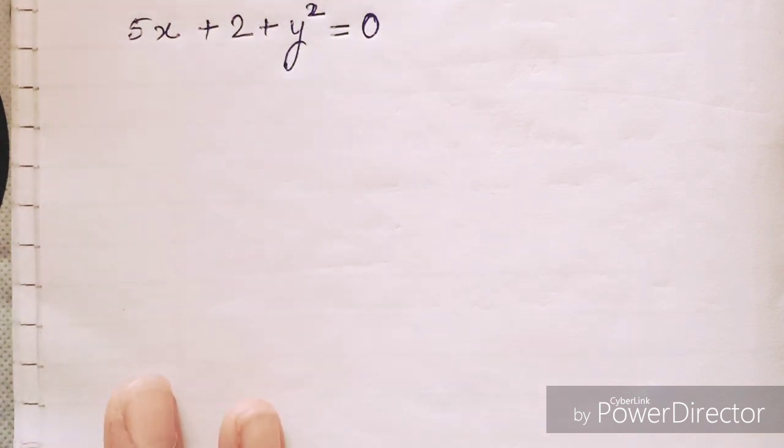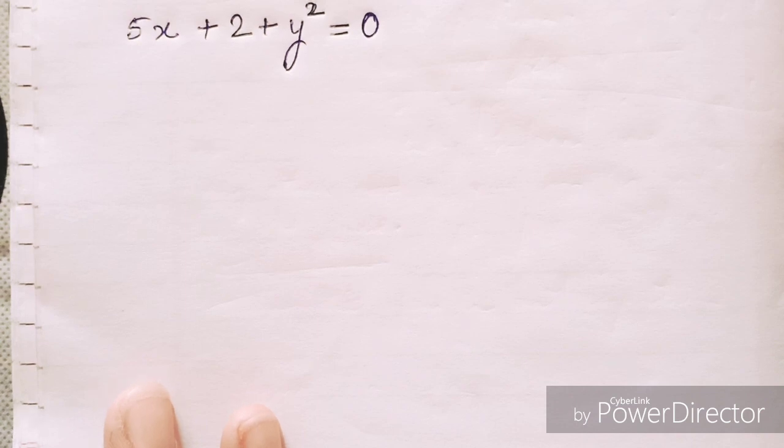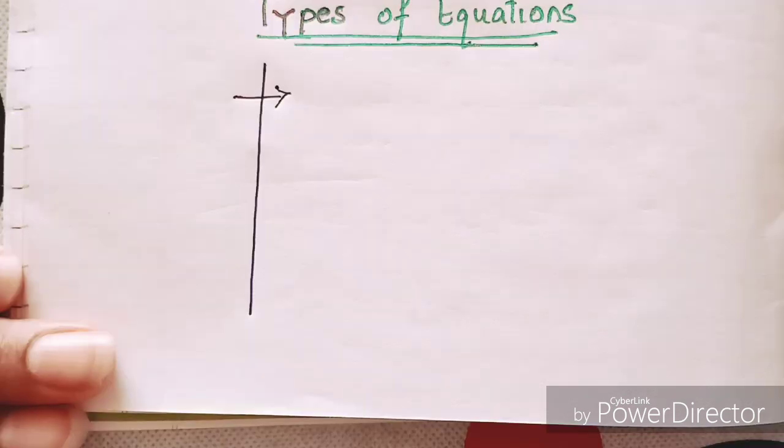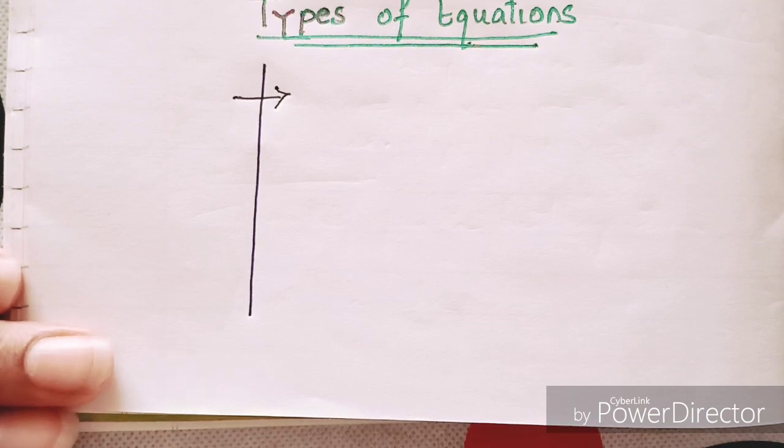Now, what are the different types of equations that we know? There are various types of equations that you will study throughout your school life, your middle school, your college. But there are a few equations that you will never leave. So let us try to understand which are the different types of equations that we will study. So here we have different types of equations.